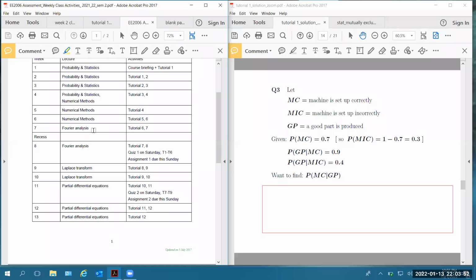Okay. And then Laplace transform. So now we come to this topic, Laplace transform. A lot of students like it, because you all studied it before, right? Am I right to say that you all studied Laplace transform before? We have studied Laplace transform before.